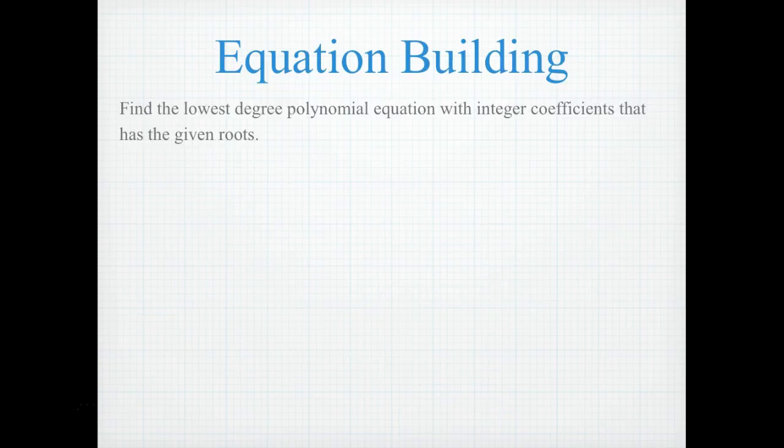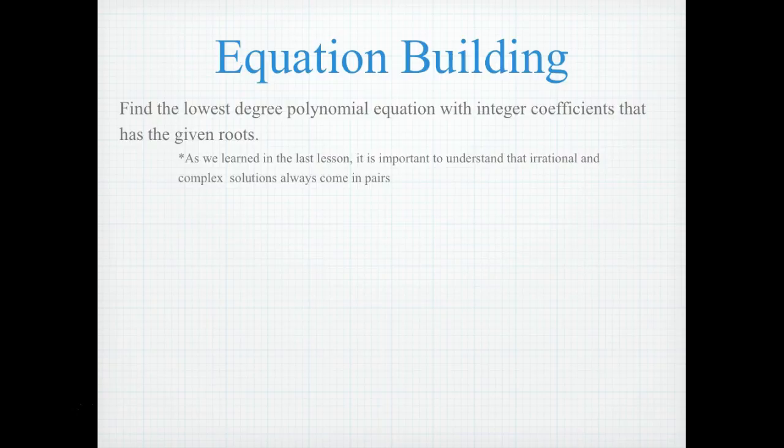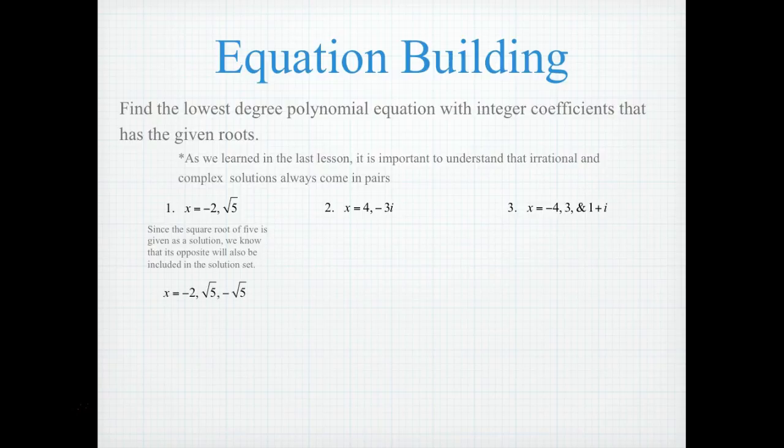In the next examples, we need to find the lowest degree polynomial equation with integer coefficients that has the given roots. As we learned in the last lesson, it's important to understand that irrational and complex solutions always come in pairs. So in the first example, we know that x is equal to negative 2 and the square root of 5. So we have to build an equation with integer coefficients that has those roots. Since the square root of 5 is given as a solution, we know that its opposite will also be included in the solution set. So the square root of 5 is included in the solution set. The negative square root of 5 has to be included in the solution set as well.